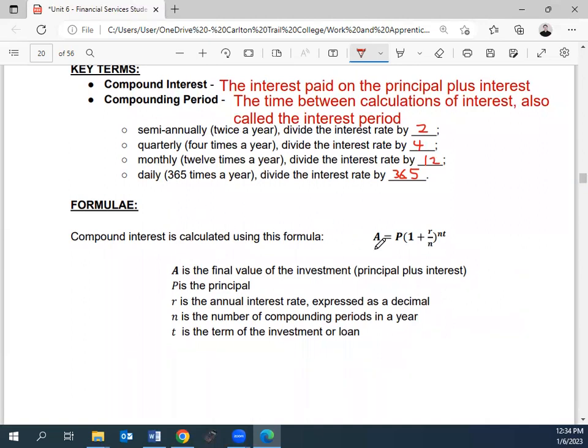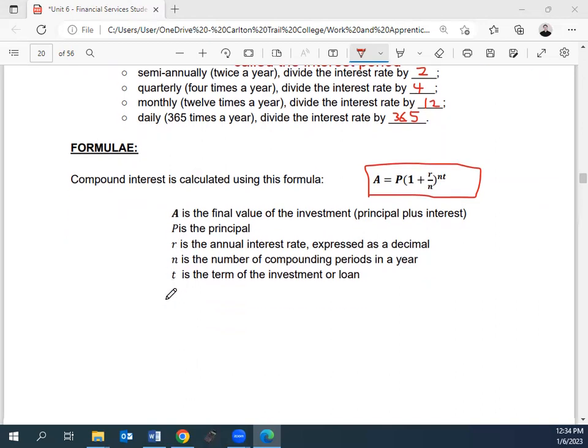Cool. So you have a formula here. Now it looks a little complicated. Once we actually put numbers in here, it'll make a lot more sense. But this is the formula: A equals P(1 + R/N) all to the power of N times T. It looks really complex. This is all of our friends here again, A, P, R, N, and T that we've seen before.